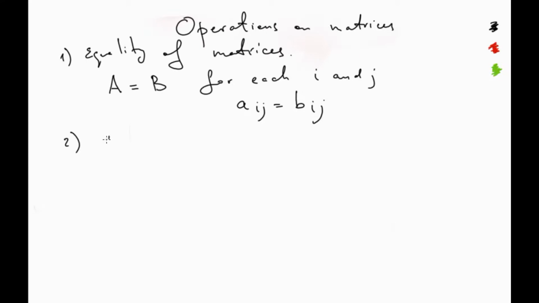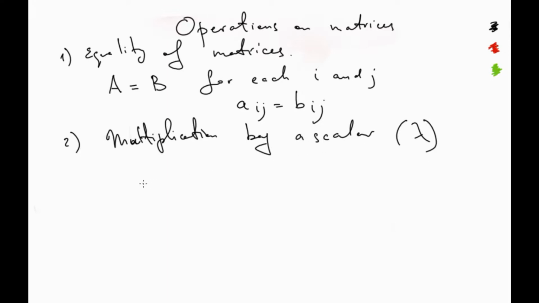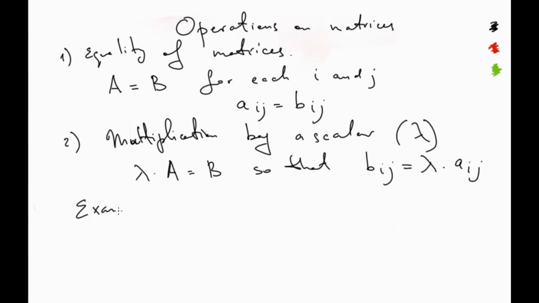This second thing, multiplication by a scalar, which is some number. I do not like lambda, for example. So if you multiply some number or some scalar by matrix A, you have matrix B, so that each element Bij equals lambda times Aij. So it means that if you want to multiply any matrix by a scalar number, you have to multiply each element of the given matrix.